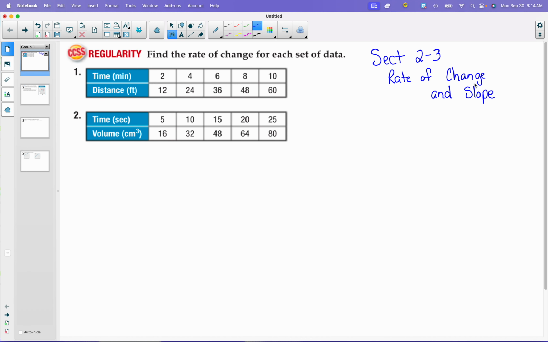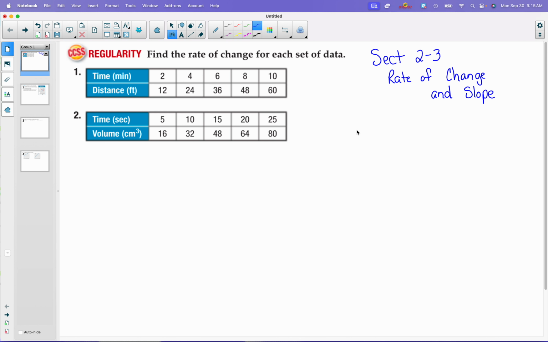All right, I want to do some examples from section 2-3, which is rate of change and slope. So these are in your textbook. You might want to copy these down so you have some additional examples. And what we're asked to do is find the rate of change for each set of data.